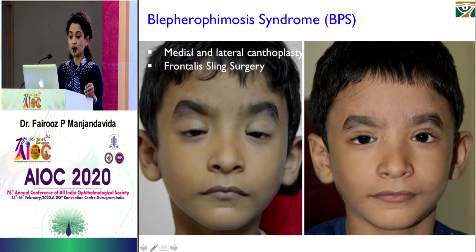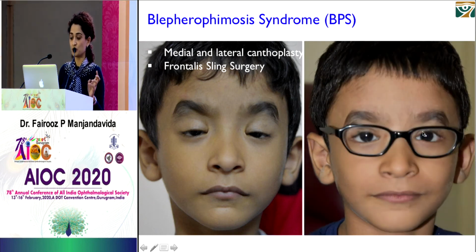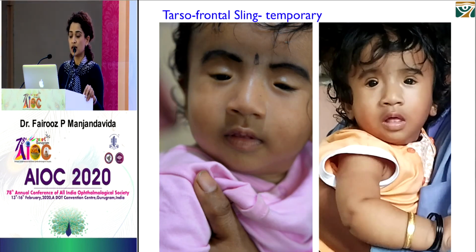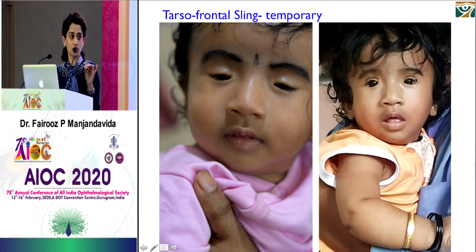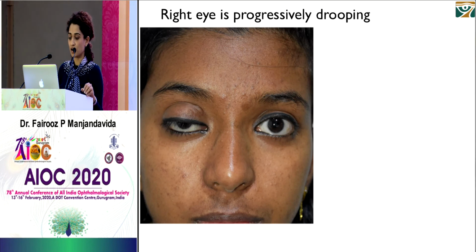Blepharophimosis syndrome, medial and lateral canthoplasty is done along with frontalis sling surgery, and this is a child who has received a medial and lateral canthoplasty with frontalis sling surgery in blepharophimosis. A small baby with blepharophimosis syndrome, when you want to avoid the risk of amblyopia, we give them a temporary tarsofrontal sling, and this was done with a 3-0 Ethibond suture, a small elevation of the eyelid, and this is how the child is after the surgery.